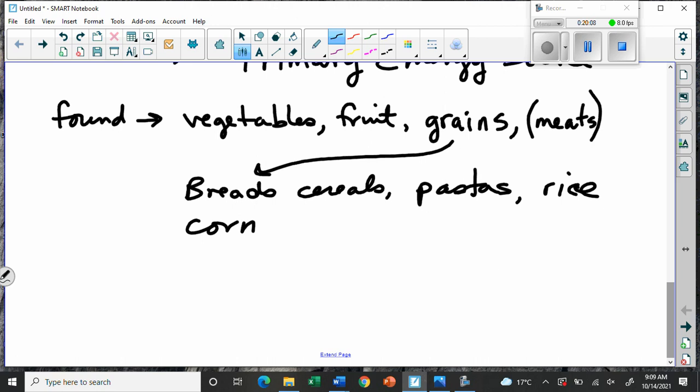Right? And of course, there are also other sources of sugar that we have to be careful about. We also have to watch things like candy.